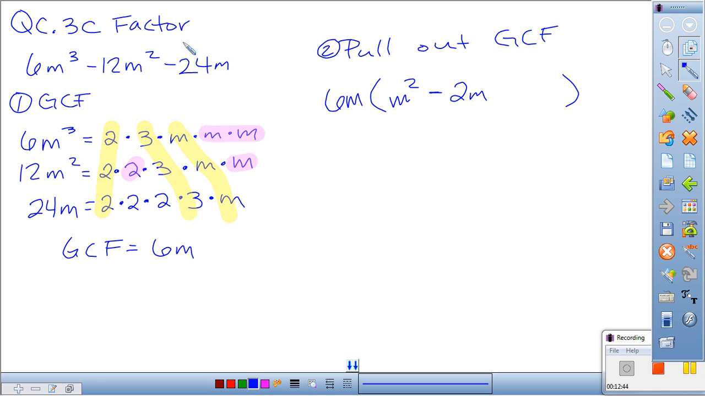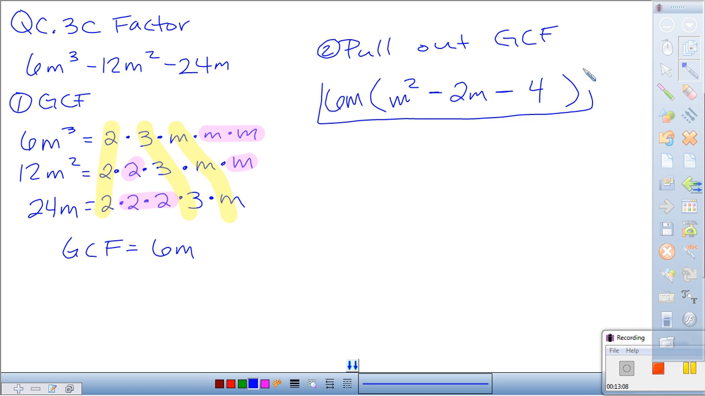Finally, my last term, negative 24m, it is negative, so mine is as well. And we see what we had left was 2 times 2, which is 4. And that's our last term, 4. 6m times negative 4, negative 24m, and we are done factoring.